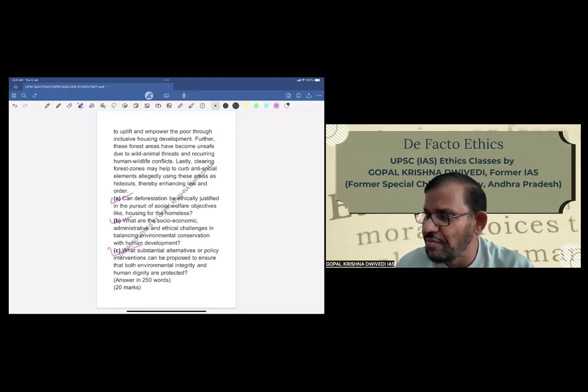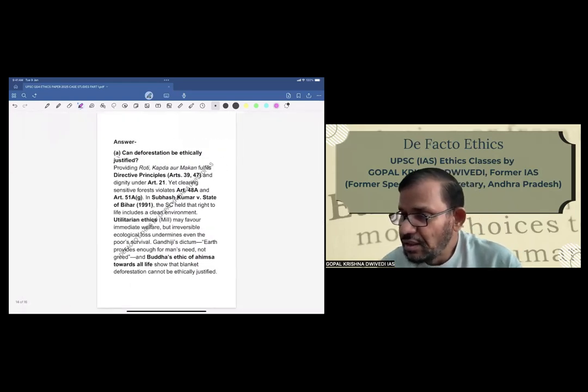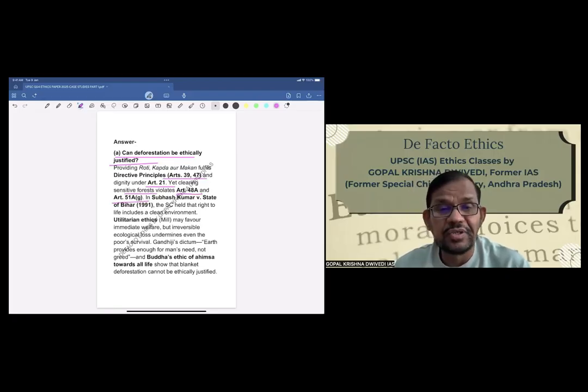So the first is, can deforestation be ethically justified in pursuit of social welfare objectives like housing for the homeless? Let us see this first part. Providing roti, kapda aur makan fulfills the directive principles, Articles 39 and 47, and dignity under Article 21, yet clearing sensitive forests violates Article 48A and Article 51A(g) of the Constitution.